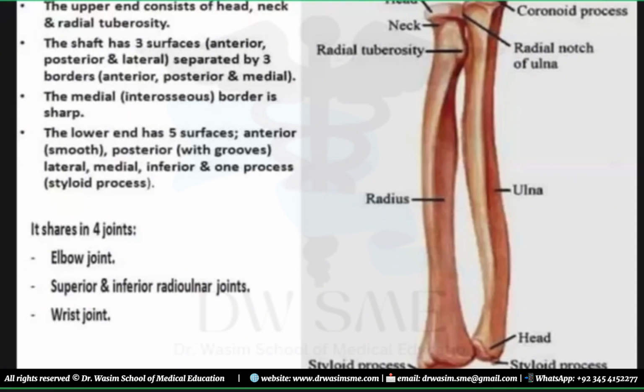Similarly, ulna has different borders and shafts, which is, I believe, less likely to be tested in the form of MCQs, but you can read through the surfaces, how many surfaces are there. But distally, we have the styloid process of the ulna. It has no insertion, but it is present in the distal aspect. So head of the ulna articulates with the ulnar notch of the radius to form the distal radioulnar joint.